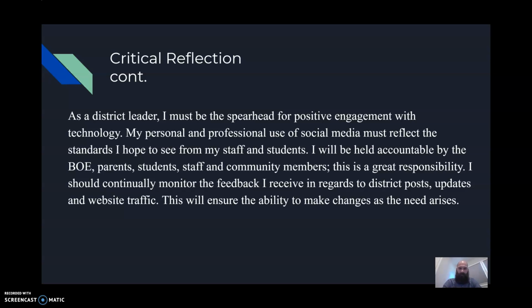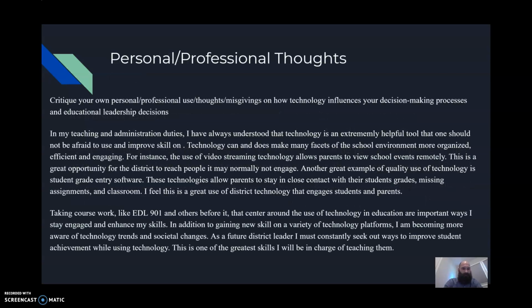And as a district leader, I know being a spearhead for the positive engagement with technology, my personal and professional use of social media must reflect the standards I hope to see from my staff and students. That's a great responsibility and something that should always be monitored and reflected on, and receiving feedback from my Board of Education, the community posts, and the website we traffic. This will ensure that everybody has the ability to make changes as the needs arise.